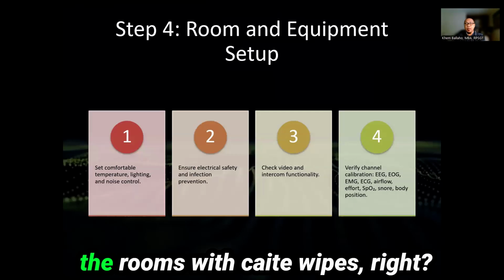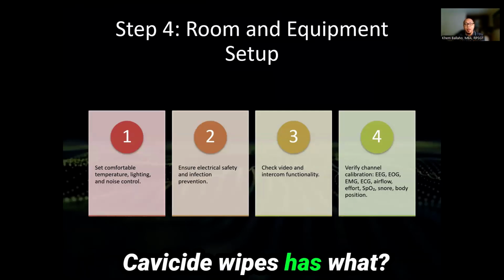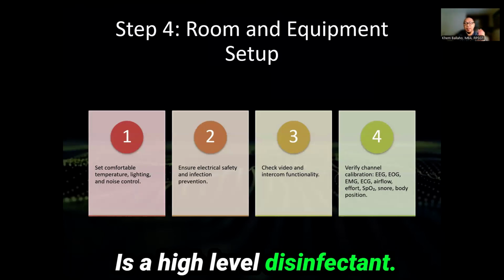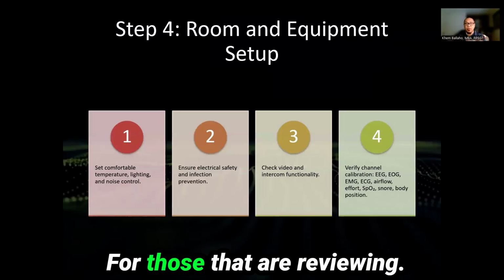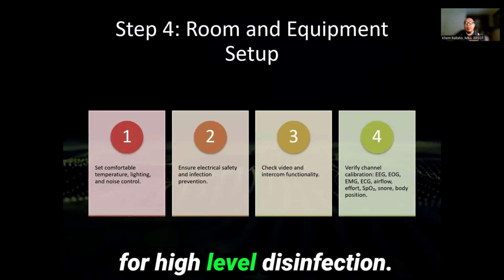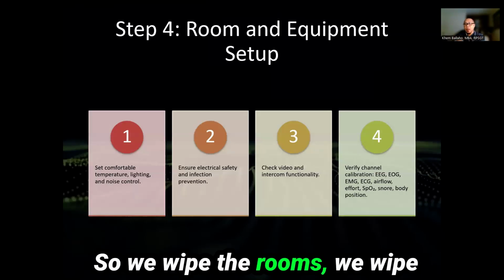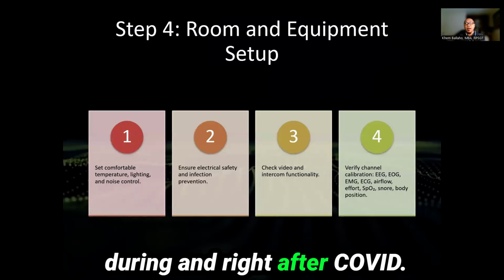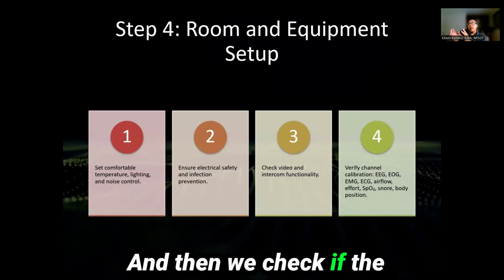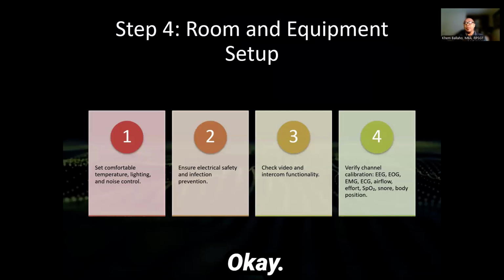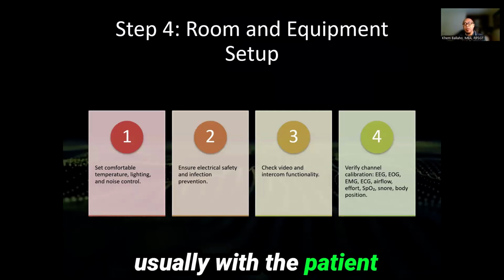We wipe the rooms with Cavicide wipes, right? Cavicide wipes have a chemical called glutaraldehyde, which is a high level disinfectant. It's what you need. In fact, that's a test question for those that are reviewing for RPSGT. Glutaraldehyde is the most important chemical for high level disinfection. So we wipe the rooms, we wipe the beds, the tables, the chairs, the doorknobs, disinfect rooms during and right after COVID. And then we check if the video and the AV, right, audiovisual, the intercom is functional. Okay, we do that usually with the patient calibration.